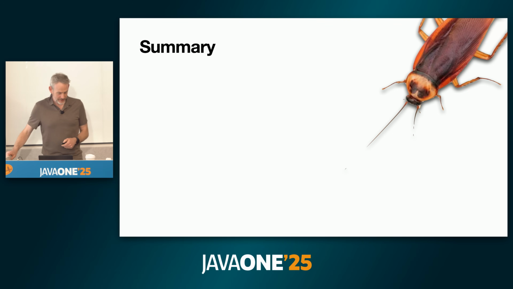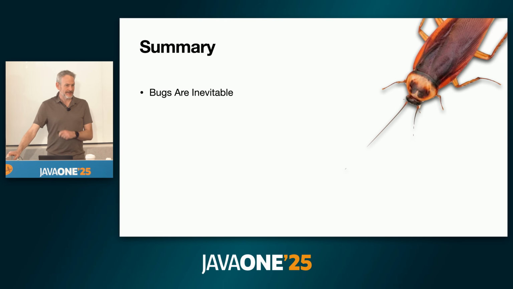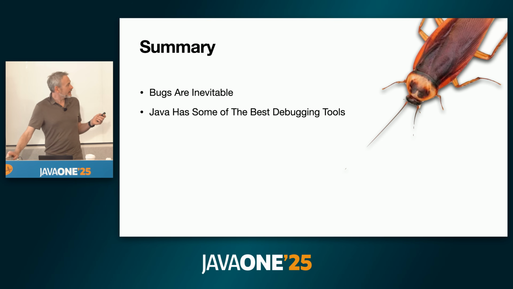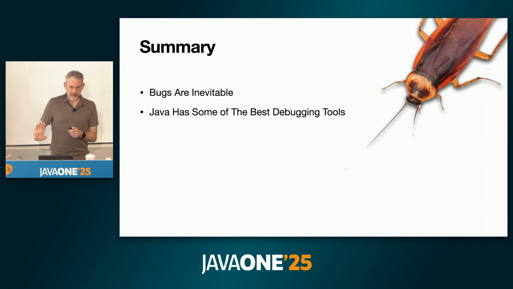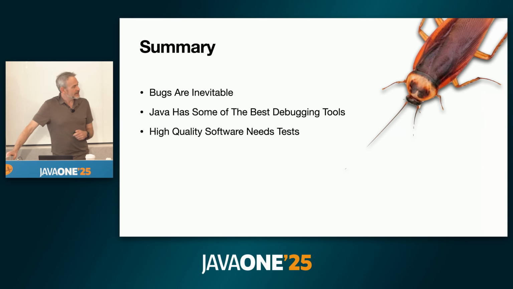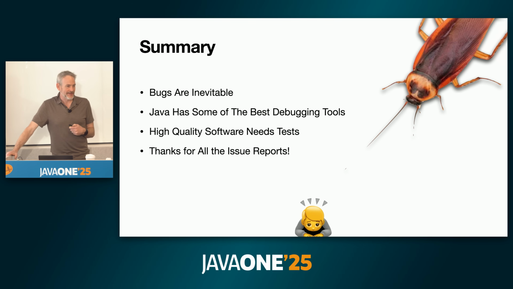Okay, to summarize, sorry about rushing at the end, but I think bugs are totally inevitable. Having done this for so long, I think it's impossible to write any software that's useful without encountering some form of bug. But I think Java has some of the best debugging tools that you can find. The fact that it's a virtual machine really gives you this great insight. You need to write tests, high quality software needs tests. And really, thanks for all the issue reports that you do send in. We may be a bit grumpy sometimes on the issue tracker, but we really do appreciate it. All the issues help make the software more robust and better.